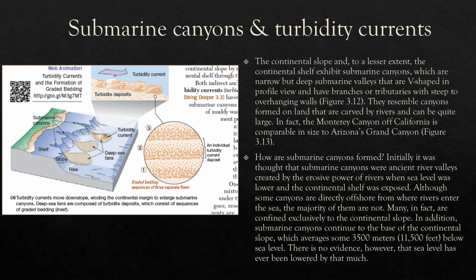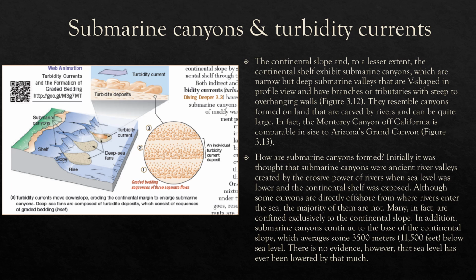In the shelf we have submarine canyons. When there is some landslide underwater going on, the sediments move downward under the influence of gravity. And how does it move? It moves in the form of turbidity currents.